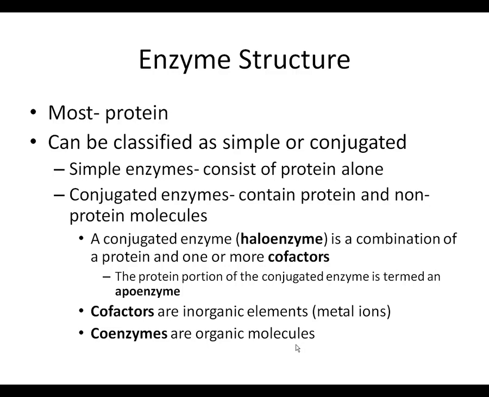A cofactor is going to be some sort of inorganic element, like a metal ion, that is going to help in the function of the enzyme. A coenzyme is an organic molecule that is going to act as a carrier molecule that just kind of rides along in that chemical reaction with the enzyme.